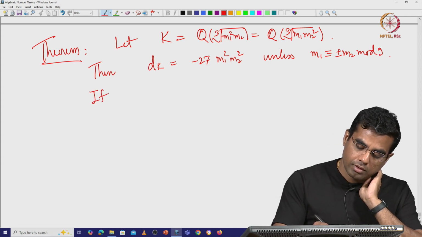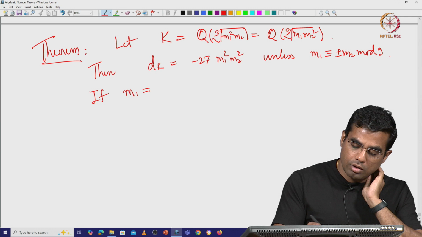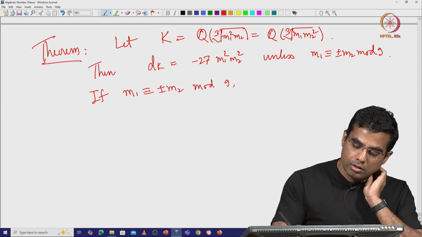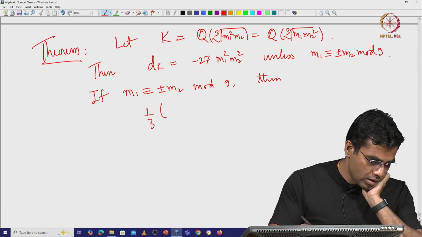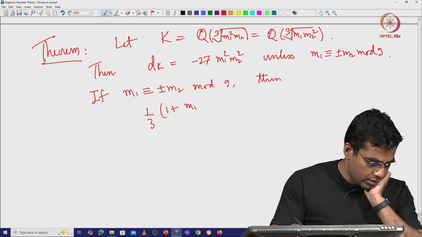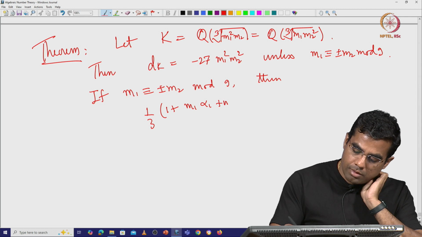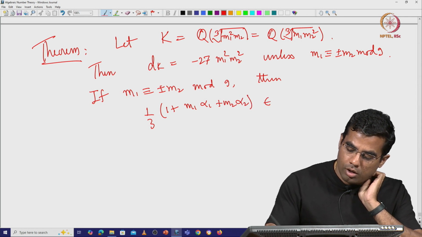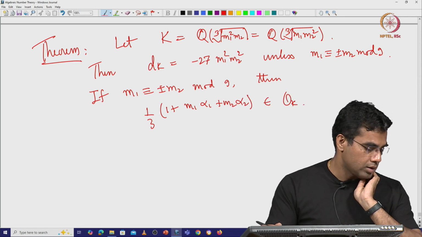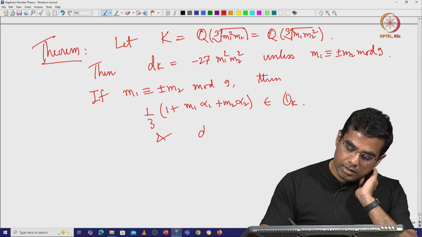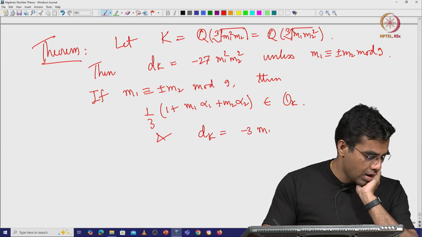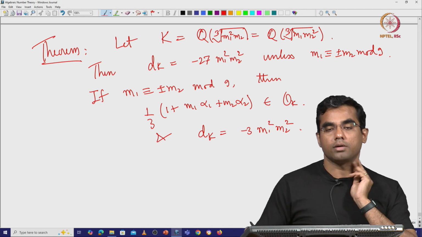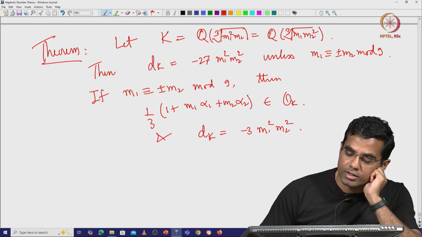So, if m1 is congruent to plus or minus m2 mod 9, then 1 by 3 (1 plus m1 alpha 1 plus m2 alpha 2) belongs to OK, and the discriminant in that case is minus 3 m1 squared m2 squared. Okay, so that is what it is.